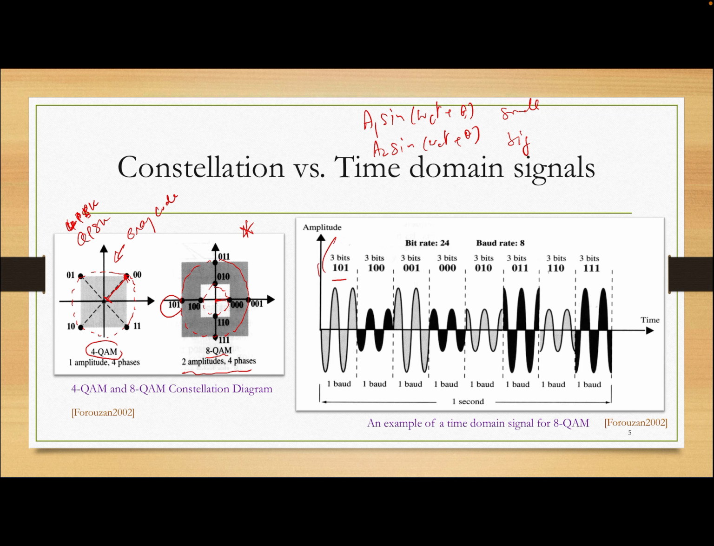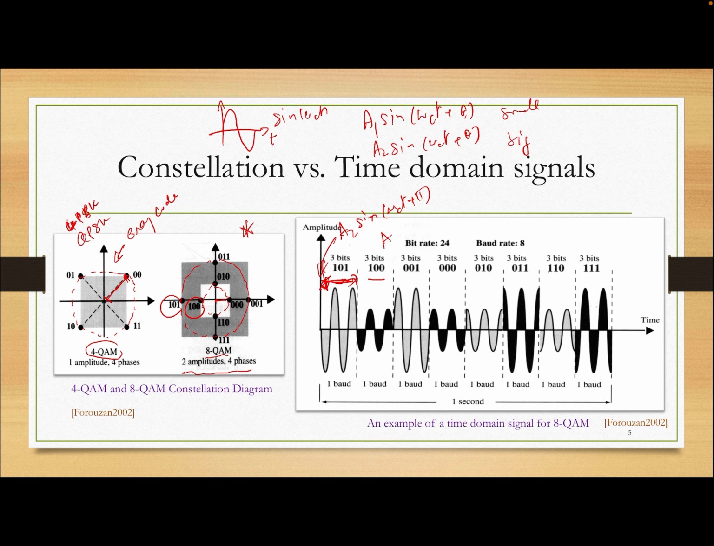Now let's look at 101. 101 is here. This is the big, large amplitude, so this is basically A2 cos(ωct + what)? The phase is pi, so plus pi. Then you can draw this signal for this range, for this timing of 101. If you don't remember, this is cosine. So this is 101.